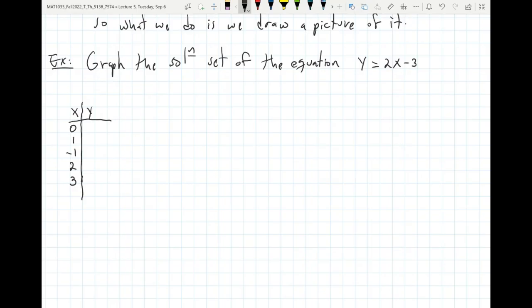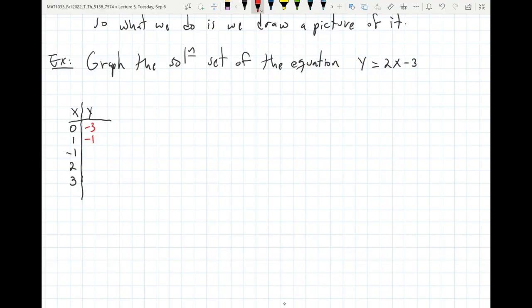Okay? Let's see, who can tell me the first one? When x is 0, what is y? -3. Does everybody understand this? Yeah. All you need to do is plug in and evaluate. Okay? All right, when x is 1, what do we get? -1. You have 2 minus 3, right?